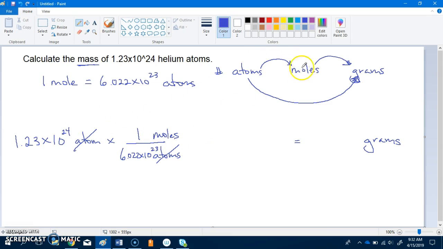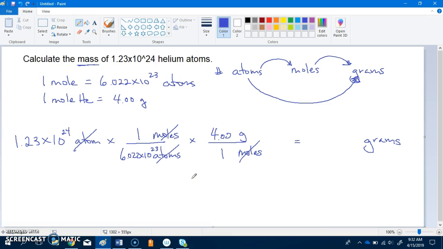Atoms to moles. My next jump is from moles to grams. So I know that 1 mole of helium is equal to the molar mass, which I find on the periodic table. So that's going to be 4.00 grams. This is the second conversion factor I'm going to use. Because I'm going from moles to grams, I want to keep that grams in my answer. I want to put moles on the bottom so that those cancel out, and then the grams are what's left in my answer. So the 4.00 goes on top, 1 goes on the bottom.